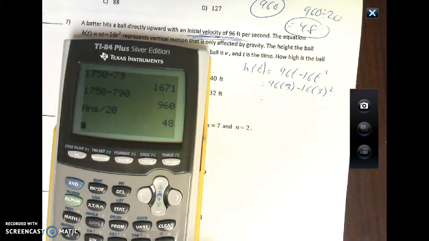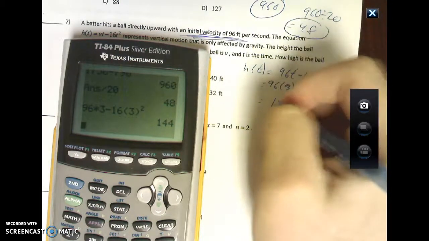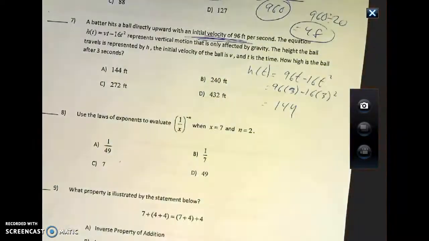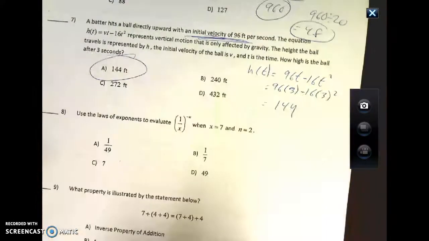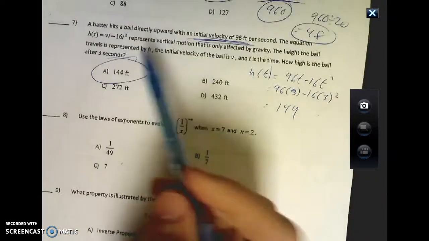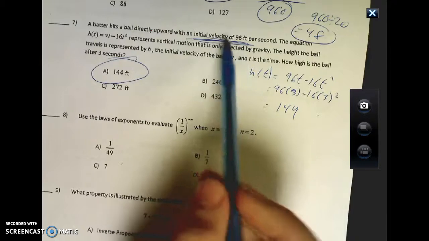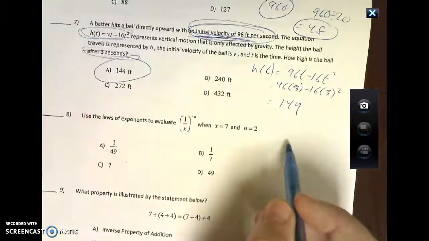All right, so we got 96 times 3 minus 16 times 3 squared. And we get 144. Okay, so 144 feet is what we're looking at. All right, read the directions, see what the numbers are. My best bet is read your numbers in here. Okay, and then just substitute things in.